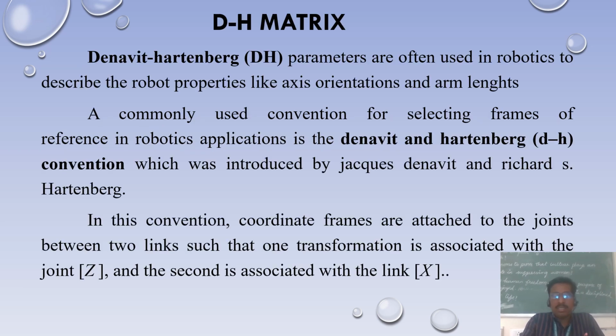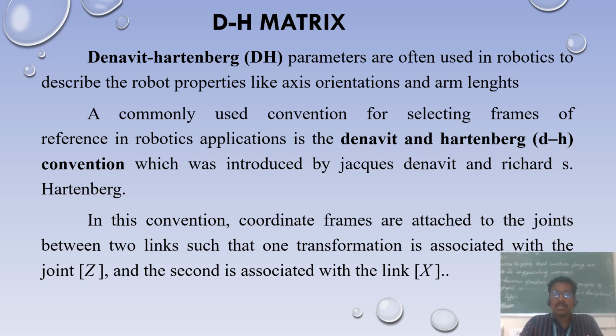So finally, we enter a topic named the DH matrix. This is a very important matrix. It is derived by Denavit and Hartenberg. It includes parameters used in robotics to describe robotic properties like axis, rotations, and arm length.